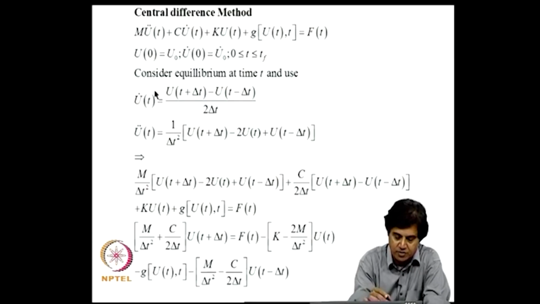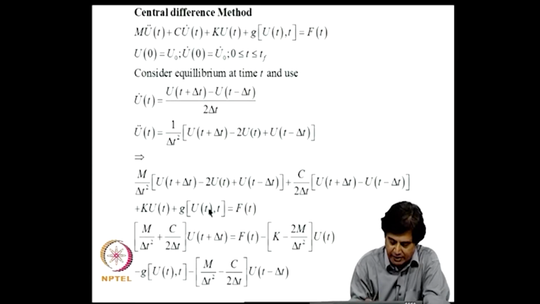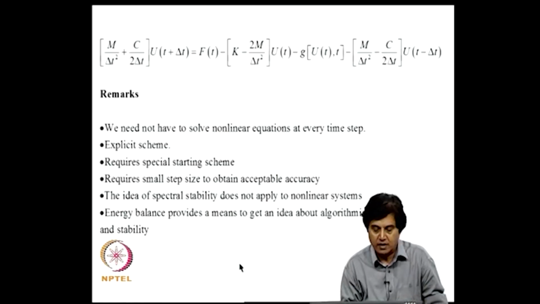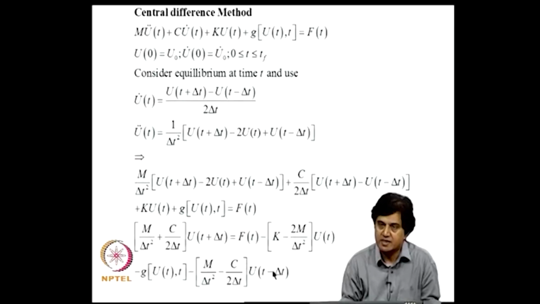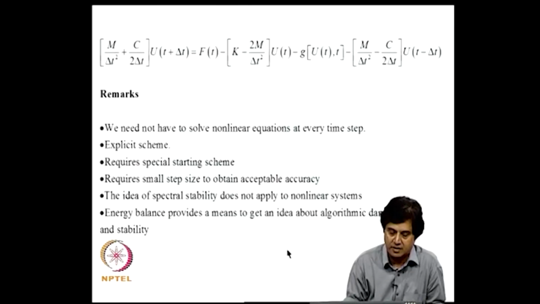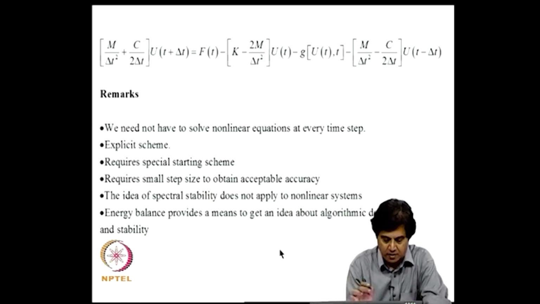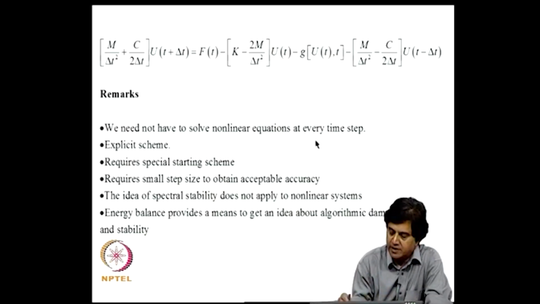Now, I substitute for these two in the governing equation, and I get this equation. I am writing this equation at t, and the nonlinear term is here. The unknown is u of t plus delta t, and that is here. On the right hand side I would have g of u of t, which would be known to me. So, as you can see, we need not solve any nonlinear equations to advance from one step to the next. So, this is explicit. We need not solve nonlinear equations at every time step.